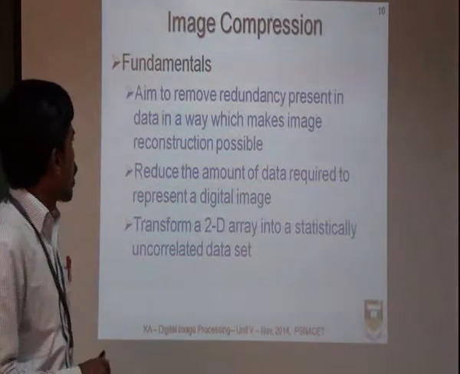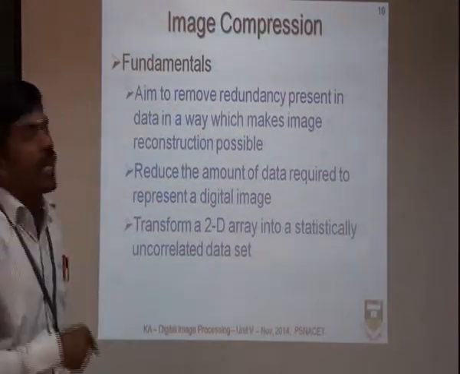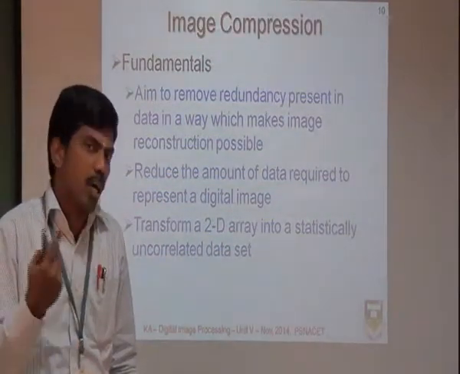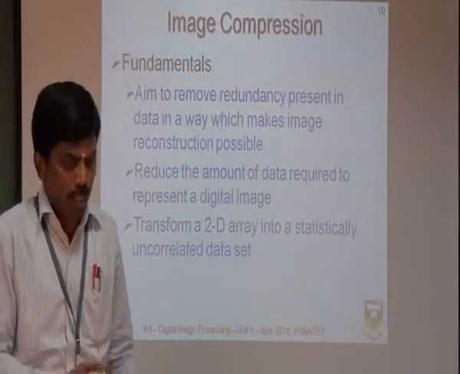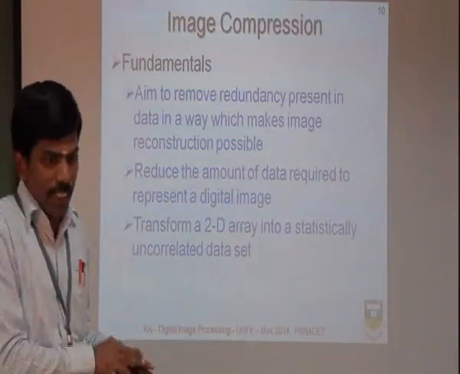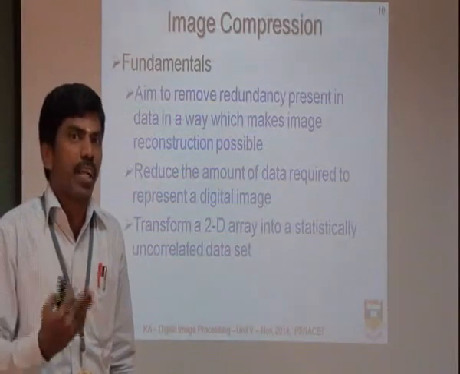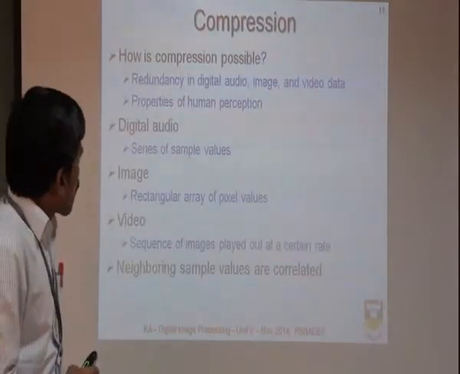The second one is to reduce the amount of data required to represent the digital image. Finally, we can use some transformation technique, a 2D or 3D transform, or Hadamard transform, any mathematical transformation technique. In this entire unit, redundancy means repetition, the same word repeated in many places. So next, how is compression possible?